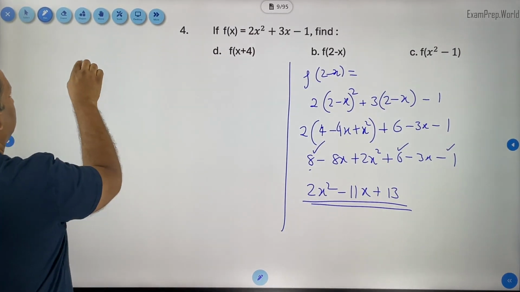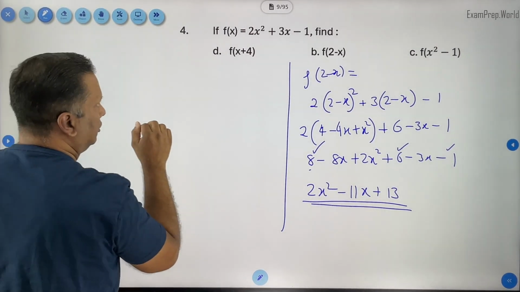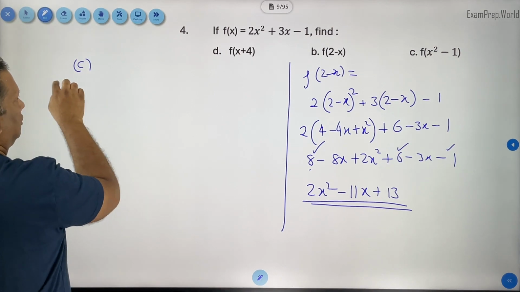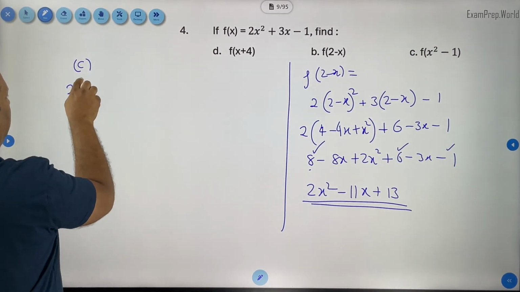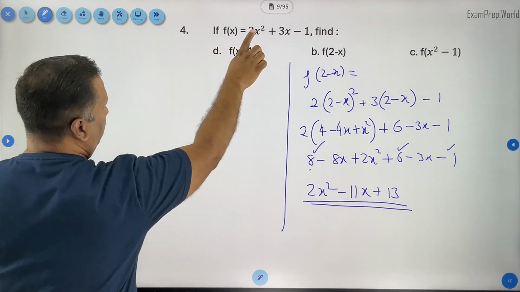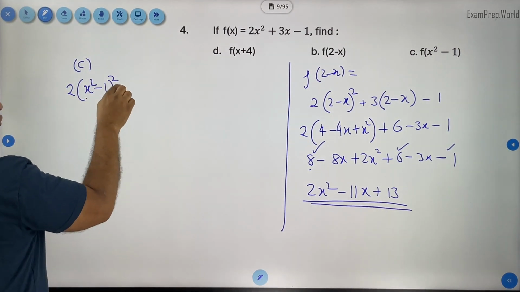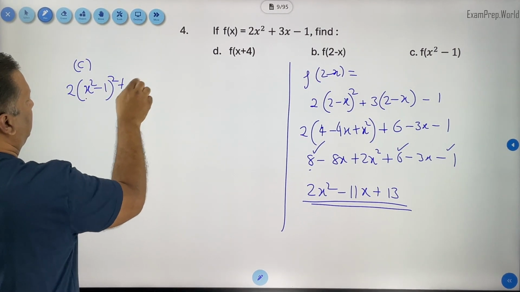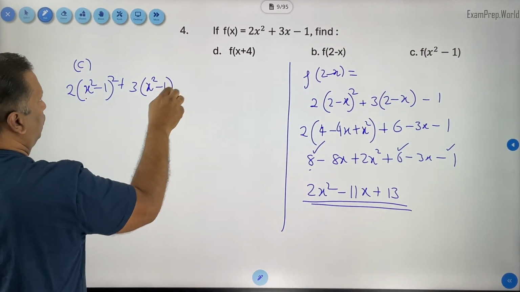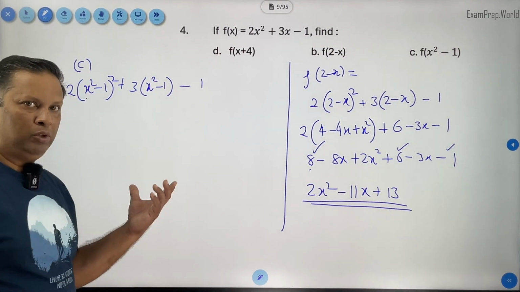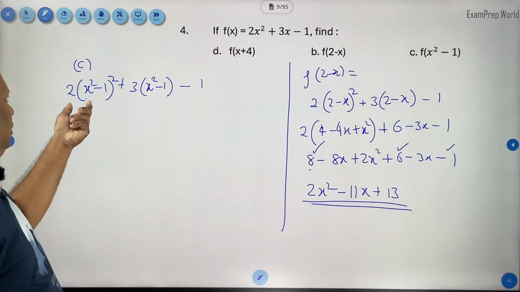Now C. 2 times, instead of x square, I am going to write x square minus 1 whole square. X square minus 1 whole square plus 3 times x square minus 1, minus 1. Did I input the values right? Okay. So now our job is to expand.